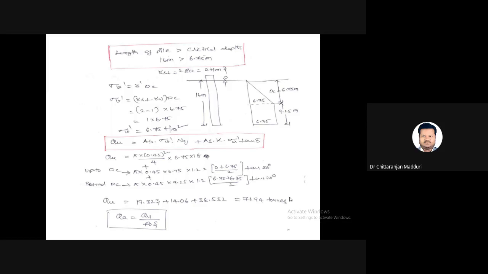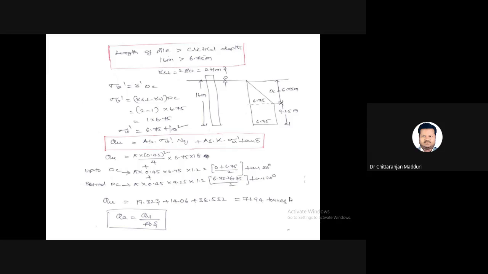Next, beyond critical depth: pi into D equal to 0.45 into length equal to 9.25 into K value 1.2. Next, average undrained cohesion: at critical depth 6.75, and beyond critical depth also 6.75, so (6.75 plus 6.75) divided by 2 into tan 20 degrees. So ultimate load carrying capacity of the pile is equal to 71.94 tons.